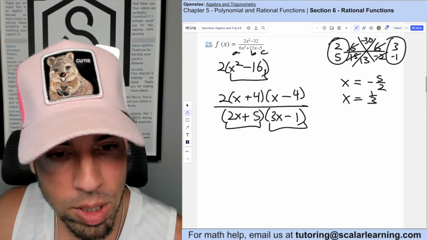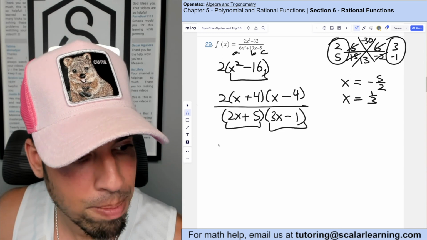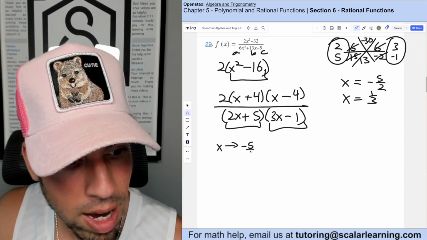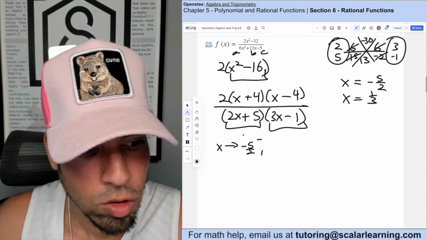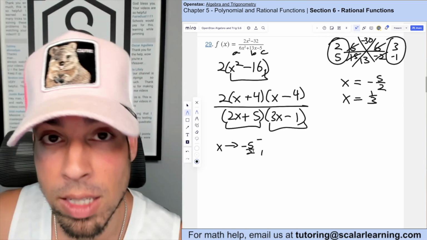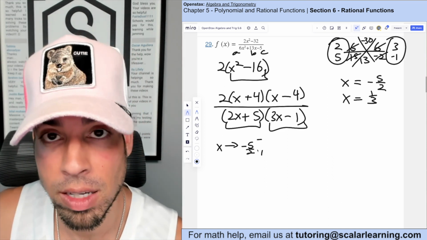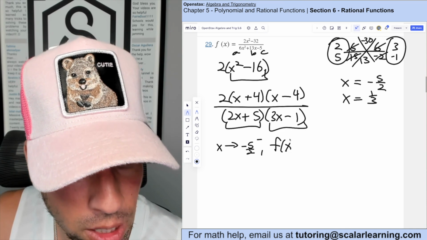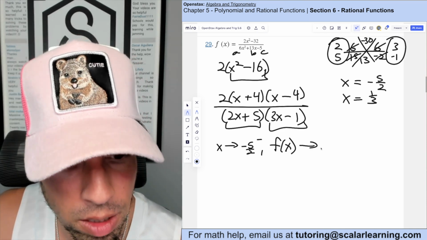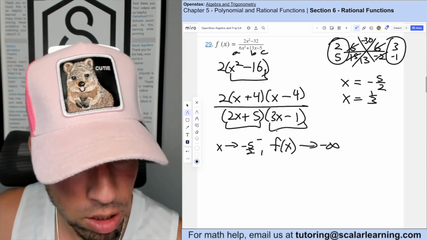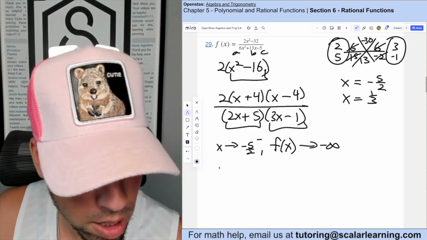So now we got a lot of work to do. What happens as x approaches negative 5/2 from the left? As you plug in values that approach negative 5/2 from the left, let's say like negative 4, then negative 3, as we're inching closer and closer, what you're going to see is that the function values get more and more negative, meaning we're approaching negative infinity.